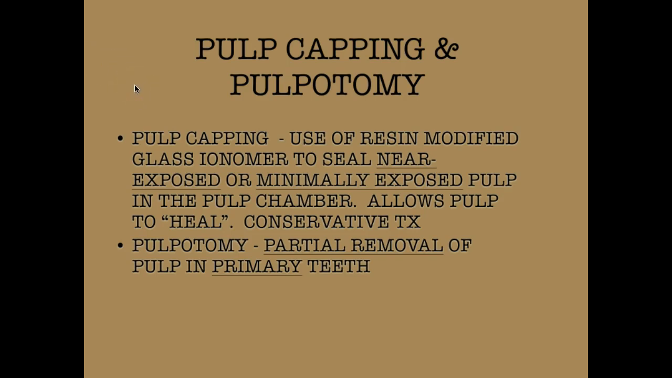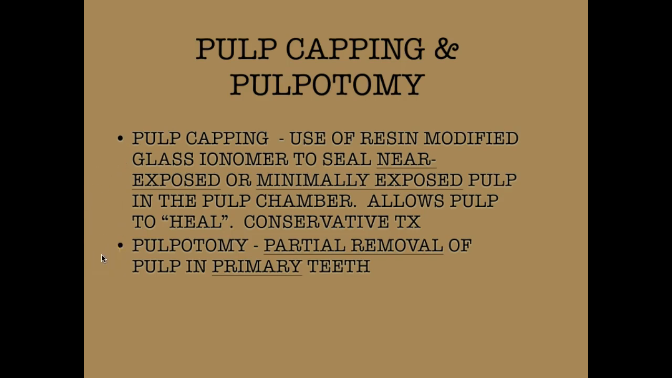So in reviewing, pulp capping is the use of a resin-modified glass ionomer to seal nearly exposed or minimally exposed pulp in the pulp chamber, and it allows the pulp a chance to heal. It's considered a conservative type of treatment that works in many cases.